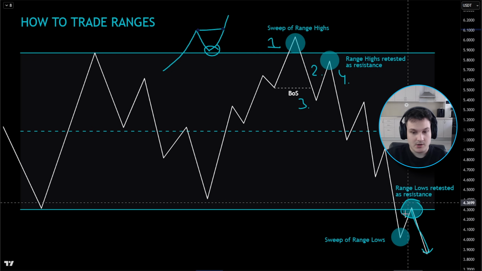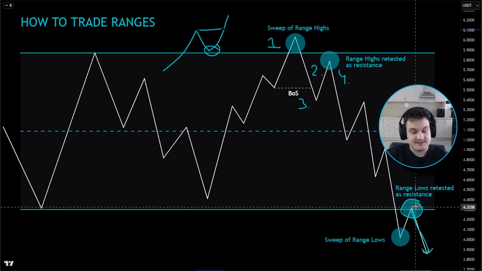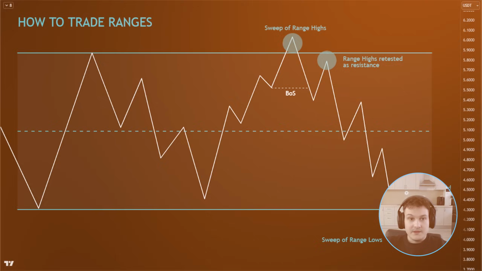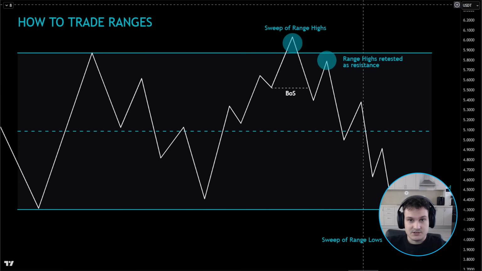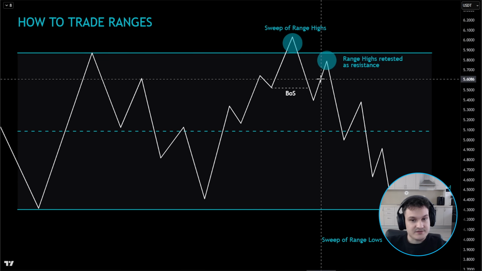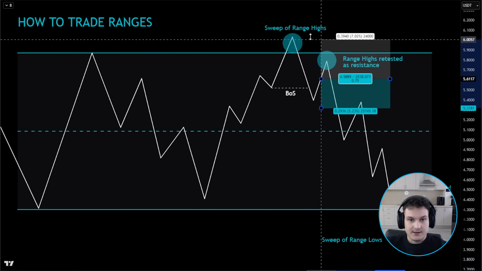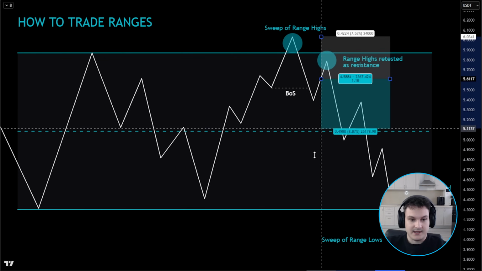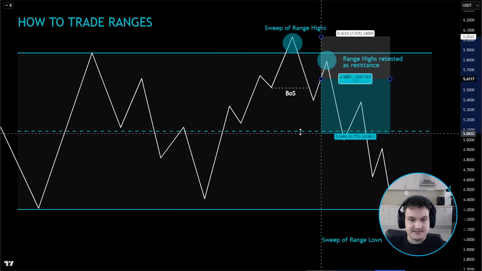Same with a range breakdown. After the sweep of the lows, you don't reclaim the range, you actually retest range lows as resistance, and then you create a new lower low. Now there are many possible trading setups that you can use when trading range deviations. The easiest and safest one would be to wait for the break of structure and the retest, and then enter on this retracement with your stop loss at the top of the sweep and target the other side. But you can also target internal liquidity inside the range.